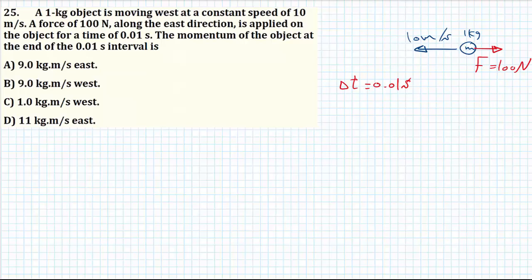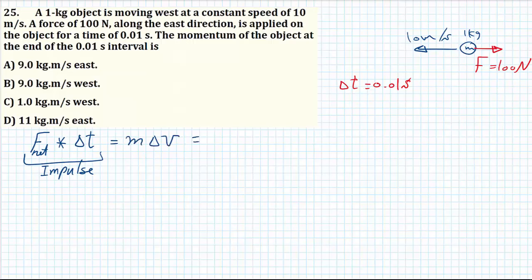apply the equation of impulse and momentum. As you remember, we discussed this one in the lecture. The net force times the time, this is called the impulse, equals the change in momentum, which is m times delta v, or as we said, m times v final minus m times v initial. Let's apply this equation on the information from the problem.